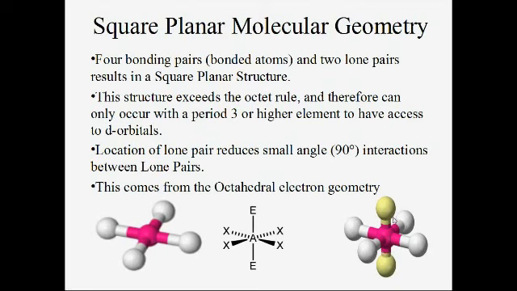This comes from our octahedral electron geometry. So the bond angle is going to be 90 degrees between adjacent atoms, 180 degrees between opposite atoms. So we have bond angles of 90 degrees and 180 degrees.